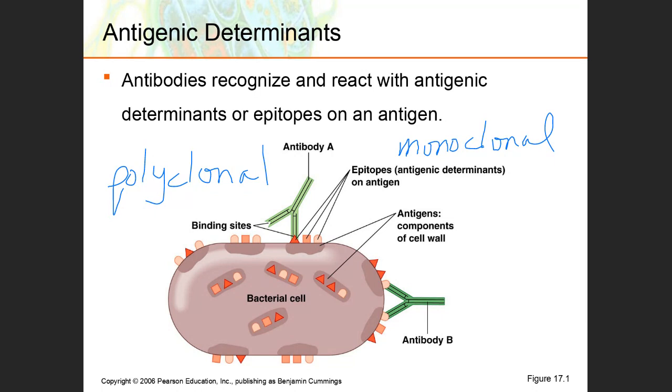And that alerts the immune system to come attack and destroy those cancer cells. So that's the idea behind the monoclonal antibodies: you're targeting the cancer cells so you can alert the immune system to say, hey guys, come over here. Here's a cancer cell. You need to attack and destroy it.